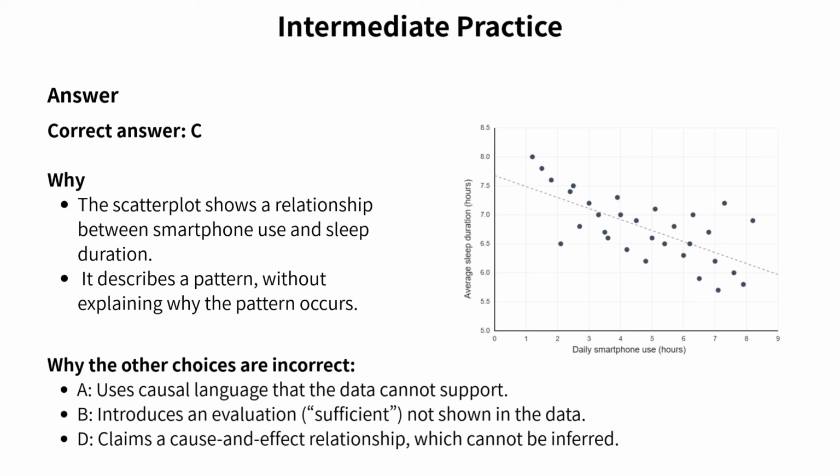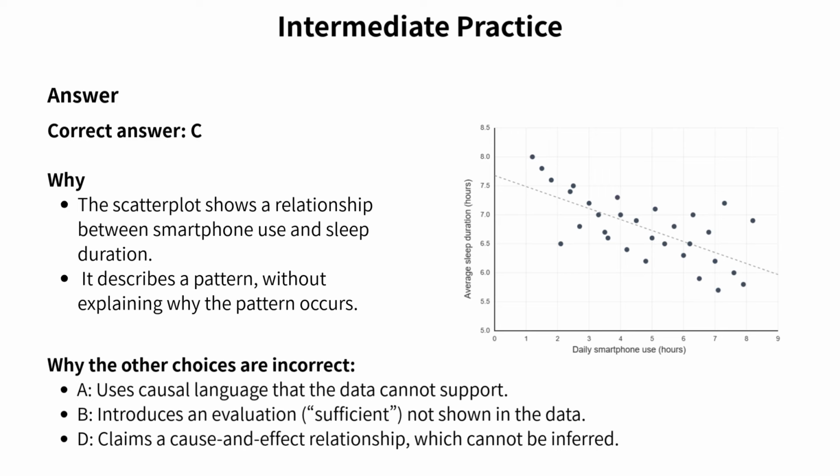But here's the key idea for the SAT. A scatterplot like this can show a relationship or an association. It does not prove what causes what, and it does not tell us the reason behind the pattern. That's why choice C is best. It stays strictly within the evidence in the data and describes the association, nothing more.